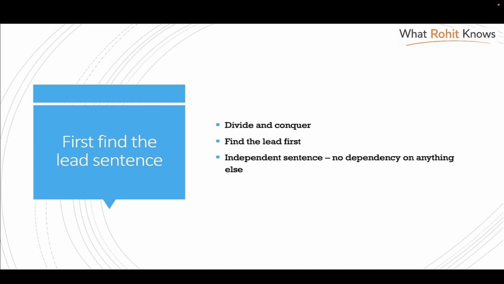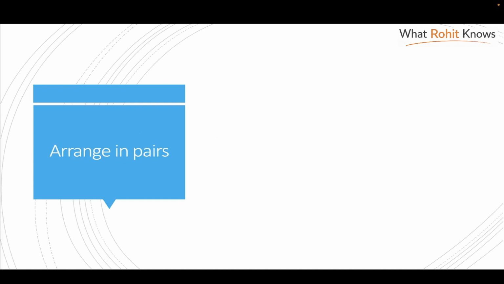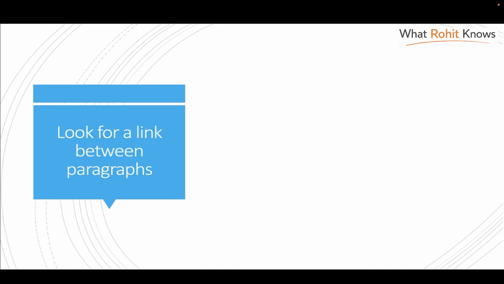Two sentences, two paragraphs at a time. This is what I was saying, arrange in pairs. So continue to divide and conquer. Don't get daunted by looking at all the paragraphs. If you try to arrange all 4 paragraphs at the same time, you will end up confused. Go step by step. Look for a link between paragraphs. Paragraphs are not random. When a paragraph follows another paragraph, especially in the kind of text that comes in PTE, there has to be a reason why a paragraph is coming next. So try to find that reason, find that link.